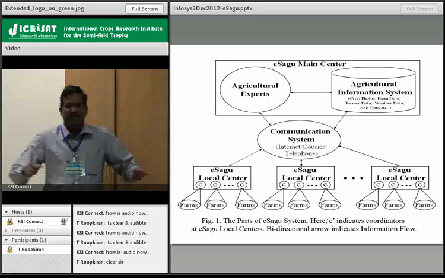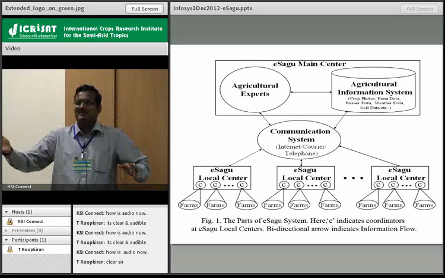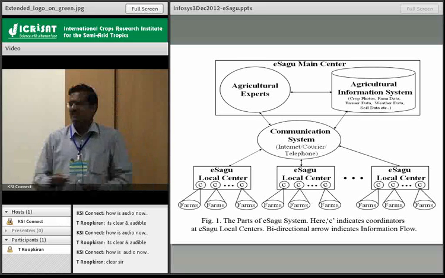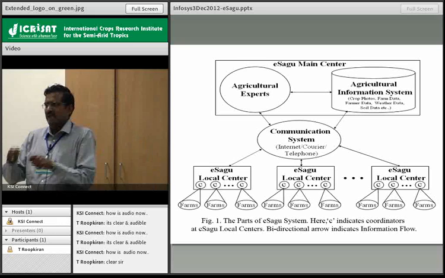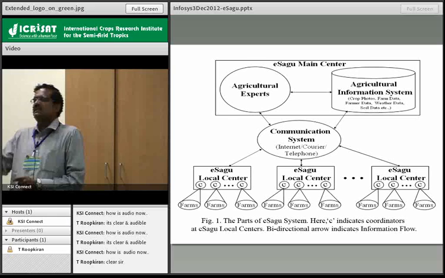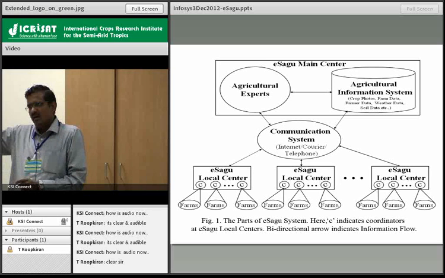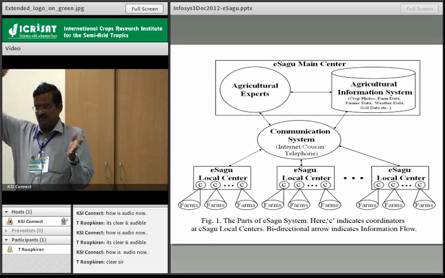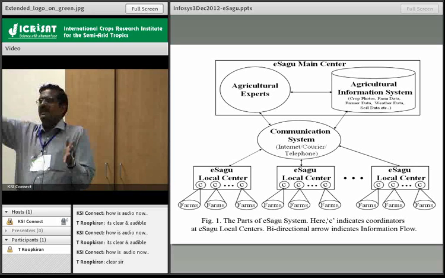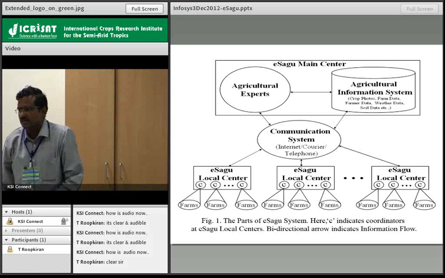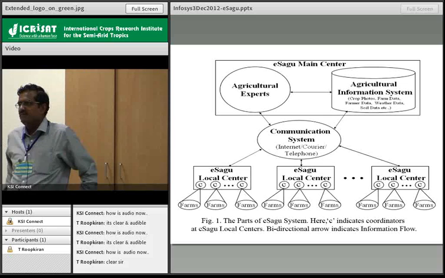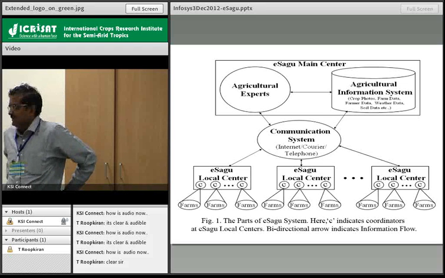So for every 6 villages, like a common service center, 160 villages for one common service center, there is the Sagu local center, and there is a person who has a digital camera. He will visit the farms of all farmers in a regular manner and send this photograph to the Sagu main lab, where experienced scientists with location specific knowledge will examine the photographs and type the expert advisories.